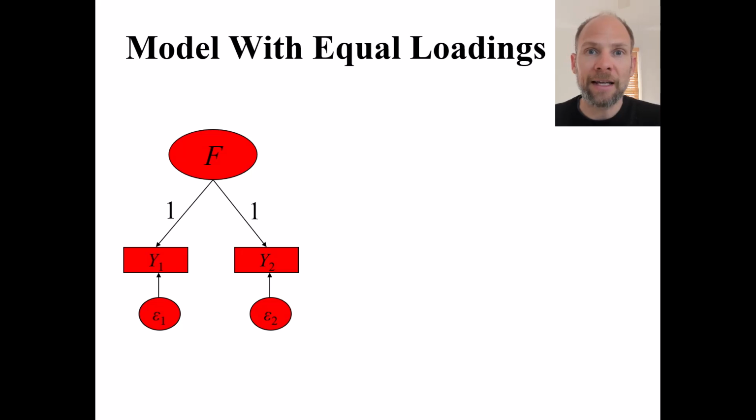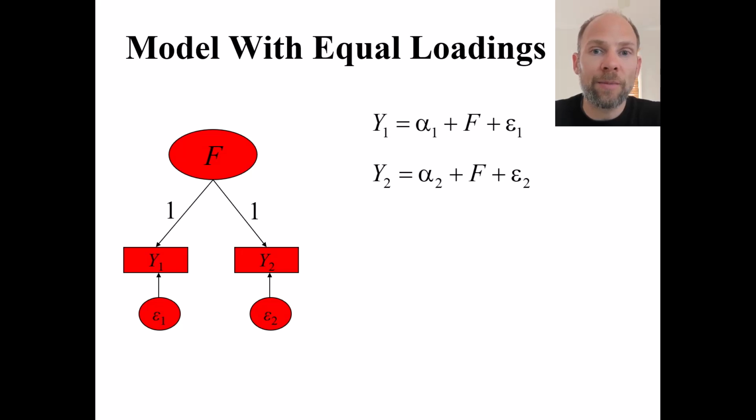And so in that case, we may be okay fixing them both to 1, which implies that they're equal. So when we can assume essential tau equivalence, then our measurement equations simplify, because then the factor loadings lambda get dropped.